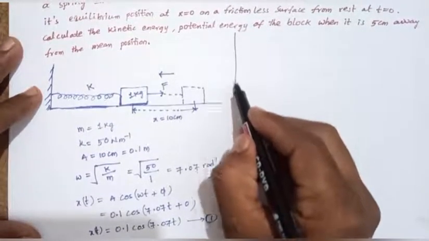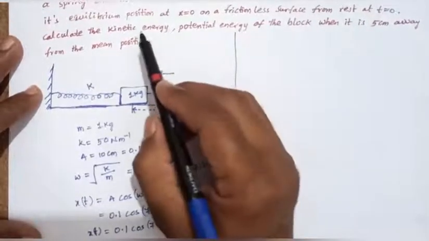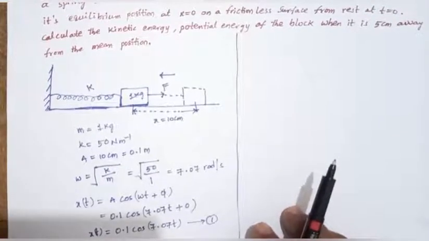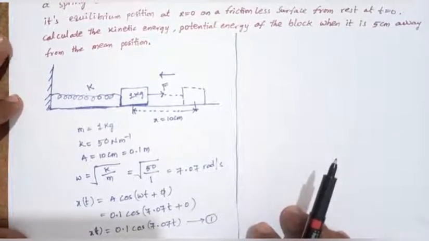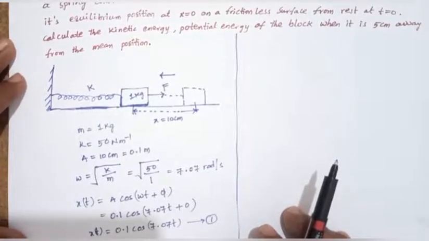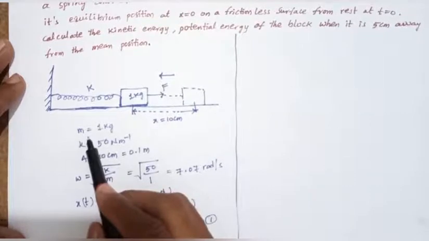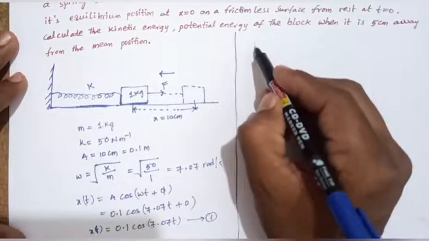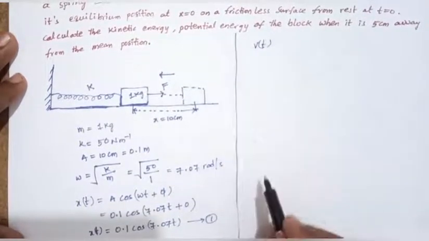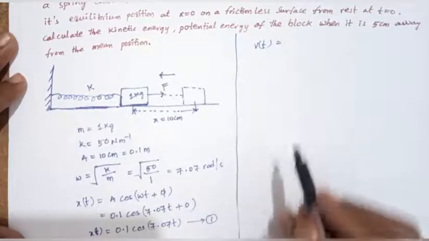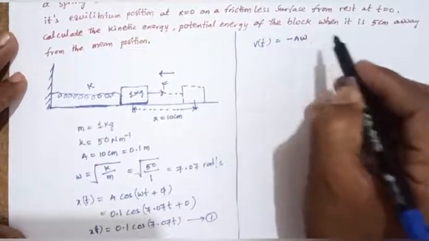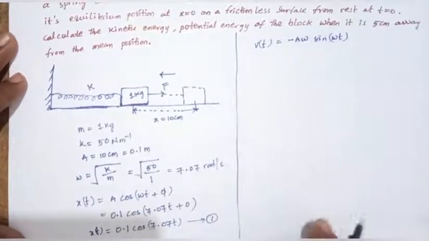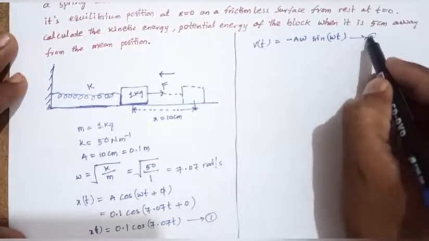So we can find the kinetic energy and potential energy. What is the kinetic energy equation? Kinetic energy KE equals 1 by 2 m v squared. m is given, so we can calculate. So what is the velocity? Velocity v of t equals minus A omega sin(omega t), where phi equals 0. This is equation number 2.